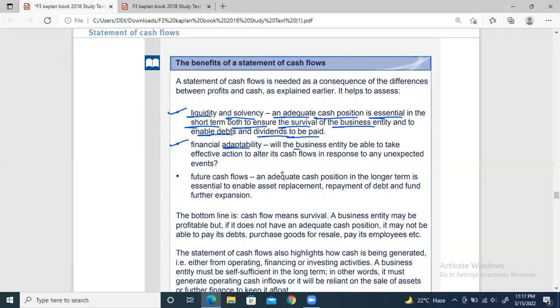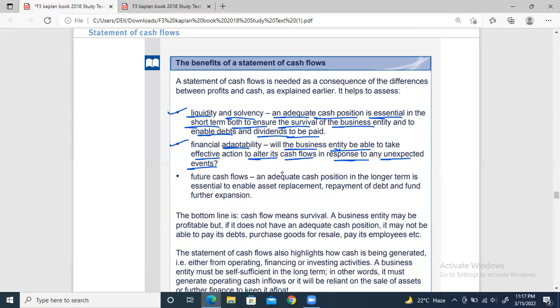Will the business entity be able to take effective action to alter its cash flows in response to any unexpected events? Yeah. So this is also a very important thing. Financial adaptability means that if any unforeseen circumstances happen, like a quick court case or any customer suing us, we need cash for that as well. Profits will not matter, even if we have like $5 million of profit. Once we don't have physical cash, it doesn't matter here.